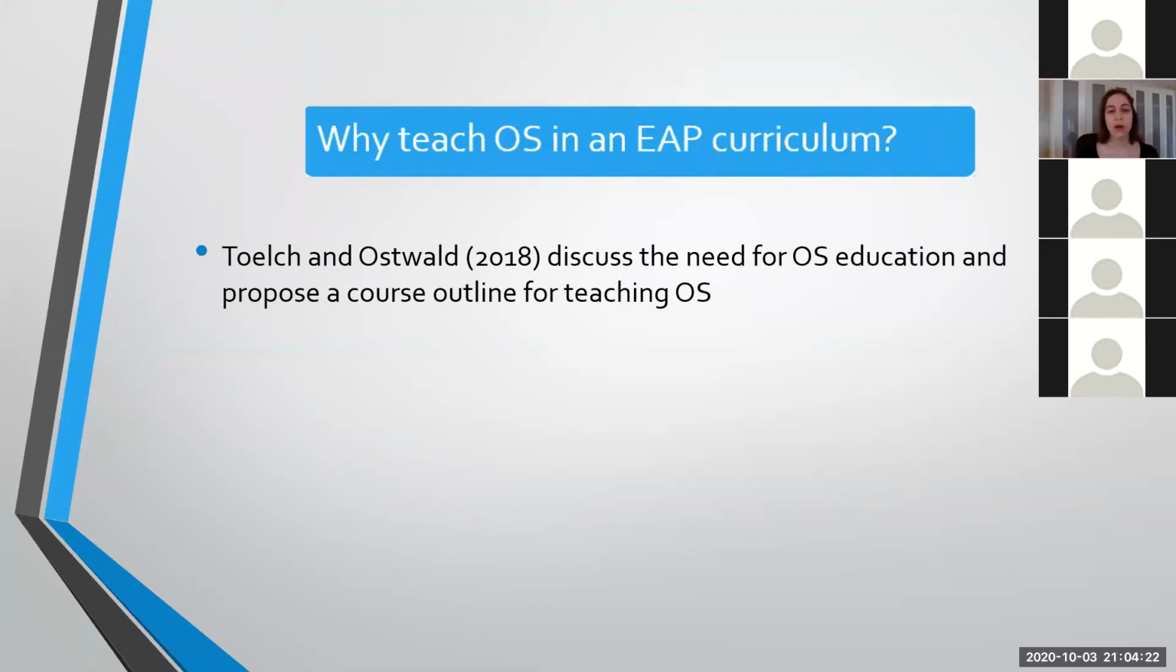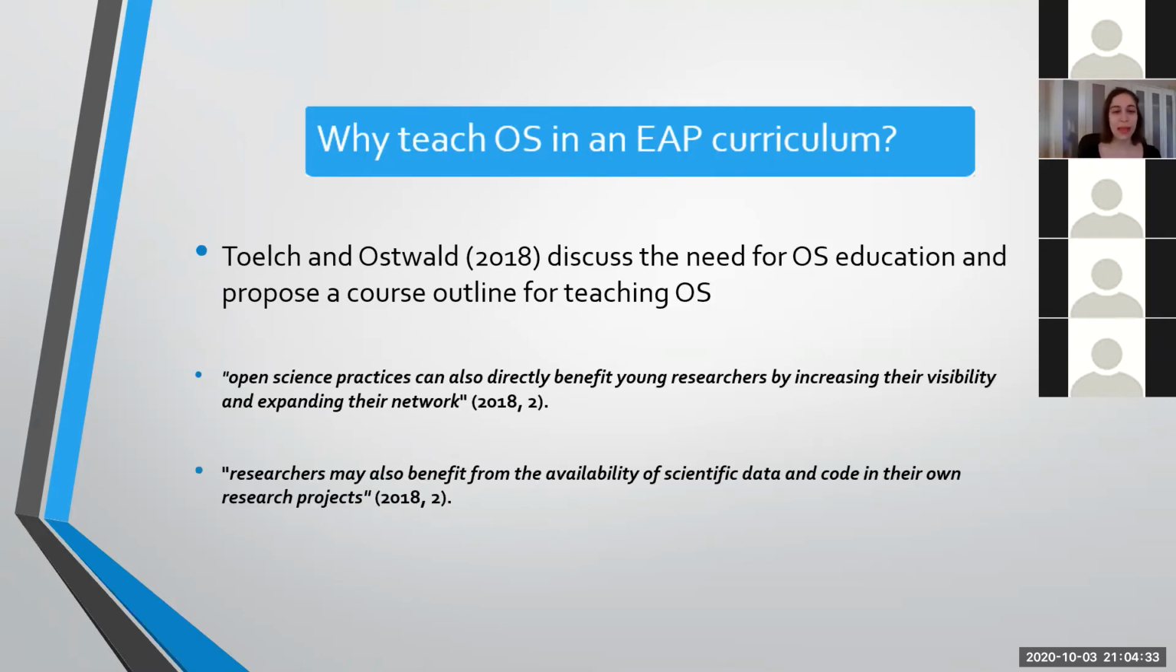So here I want to draw on Tölchen and Ostwald, who discussed the need for open science education, and they propose a course outline for how to teach open science in EAP, which I will get to in a moment. But basically, Tölchen and Ostwald show that open science really is a two-way street. So open science practices can benefit young researchers by increasing their visibility and expanding their network. So when publishing your research in an open way, making it accessible, you're of course expanding your network by getting a lot more people to read and access your work. And so young scholars can really connect and find their place in the academic community.